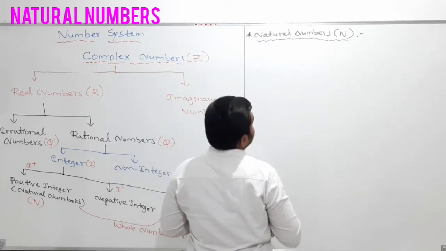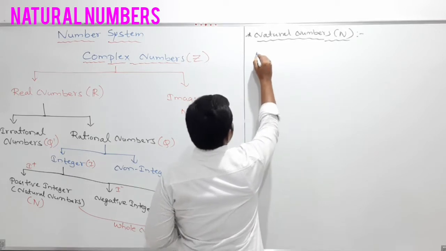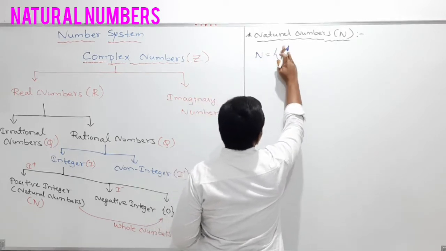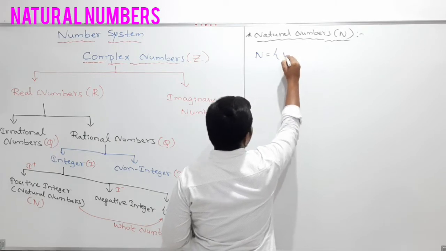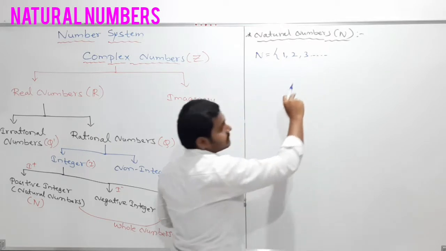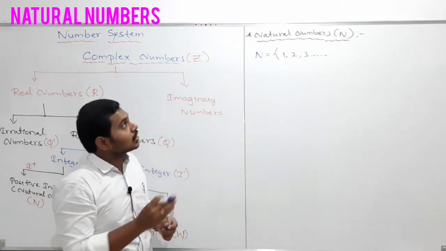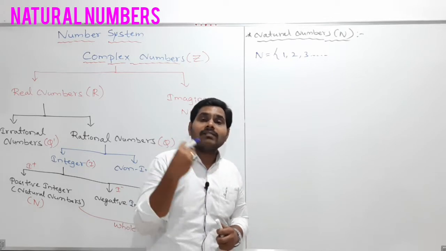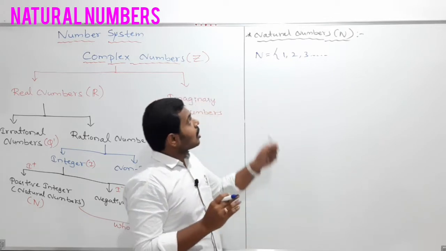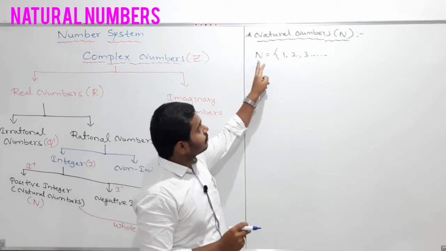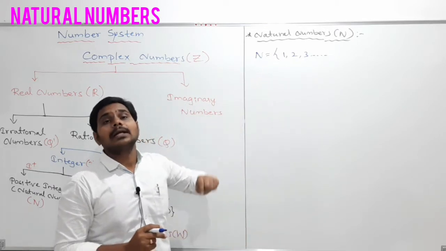So what are these numbers? N is equal to 1, 2, 3, and so on. We should not write 0. Such numbers we call natural numbers. 1, 2, 3, 4, 5, whatever counting numbers there are, all those numbers we call natural numbers, and we denote them by using capital N.